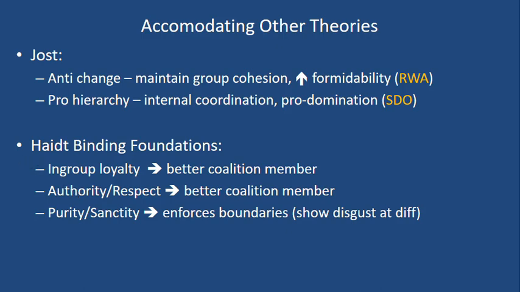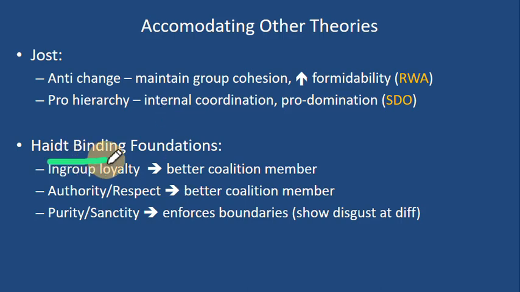So if you recall, Jost was defining conservatism as anti-change and pro-hierarchy. We can see the anti-change showing up in the RWA orientation to maintain group cohesion. So in other words, to keep everybody on the same page and coordinated against other groups. And pro-hierarchy, so the idea that powerful groups can dominate others, or the idea that you're going to need some differences in rank, that might potentially help organize groups.